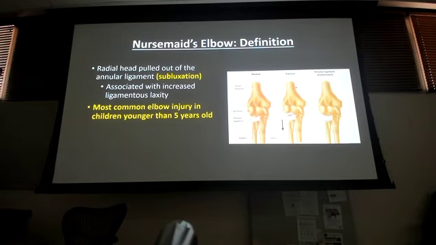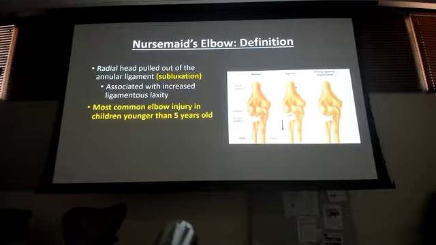Is that considered a subluxation? It is. Is it possible to dislocate your radial head? It is. But in this case, we're focusing on a subluxation. So it's kind of out, but not out of the way. We talked about the difference between subluxation and dislocation already. So that's what we're talking about here.